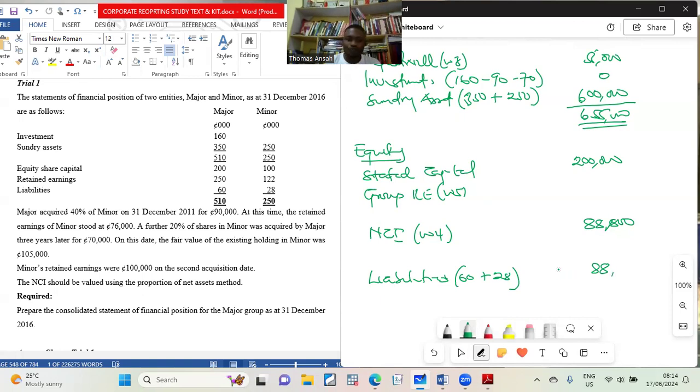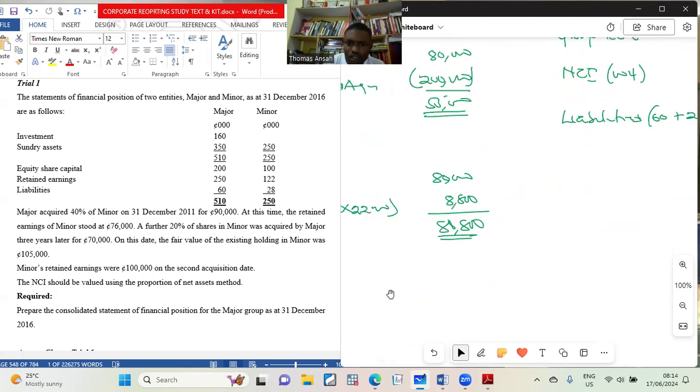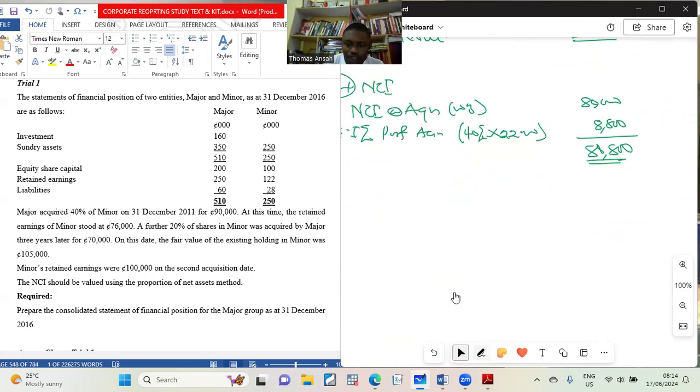Okay. So as you can see, we need a 200 to offset, and that should probably appear in our group retained earnings. So let's do our group retained earnings. See how best we can balance this. So group RE, we start with the parent own. How much is the parent retained earnings? We have 250, right? So that is that, 250,000. So let's write 250,000.